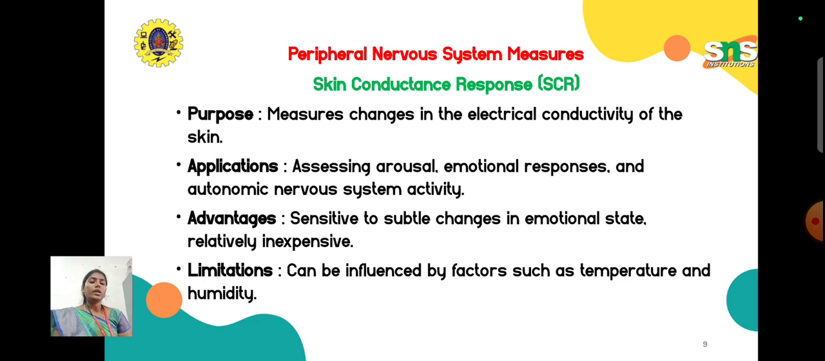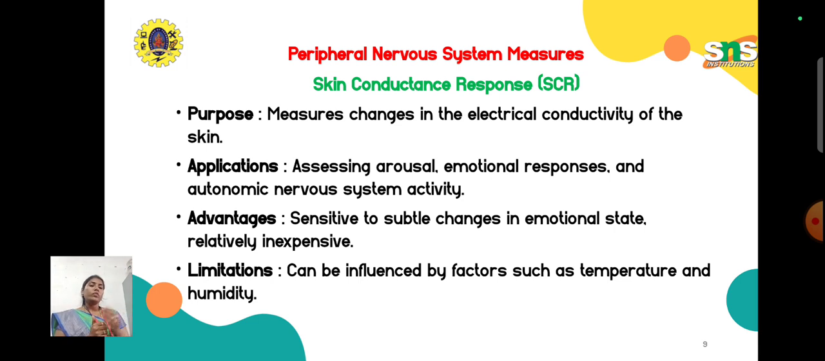response. There are other names for this particular technique as well. One is galvanic skin resistance, or you can say galvanic skin response. In this technique we measure the changes in electrical conductivity of the skin, which is related to different emotional states.